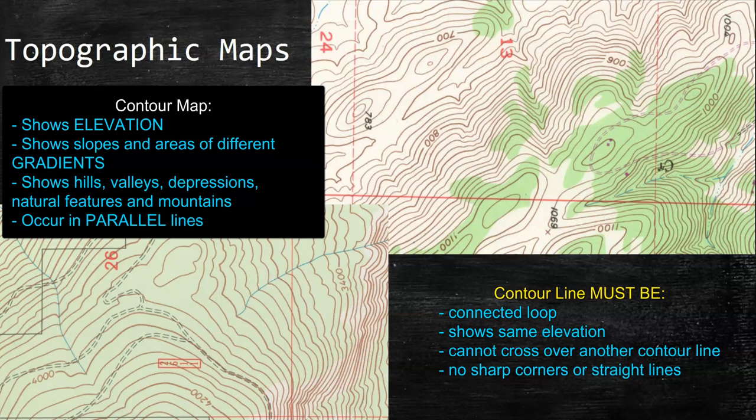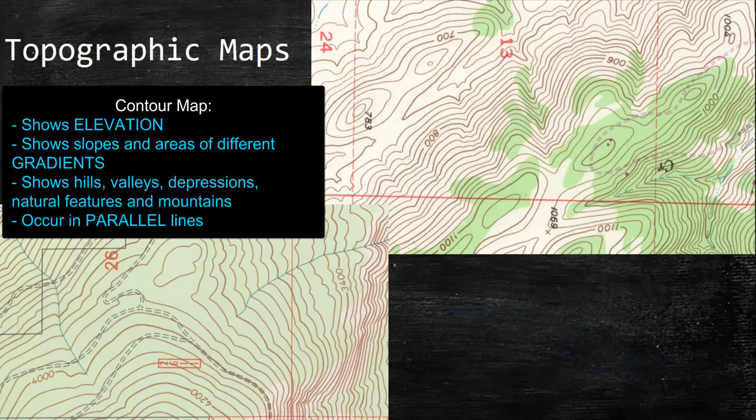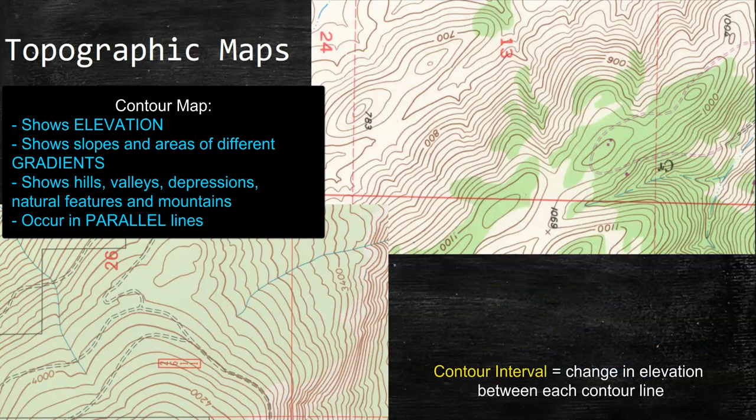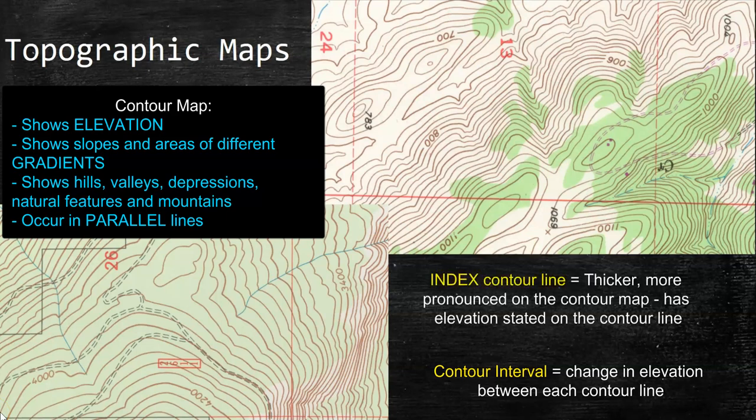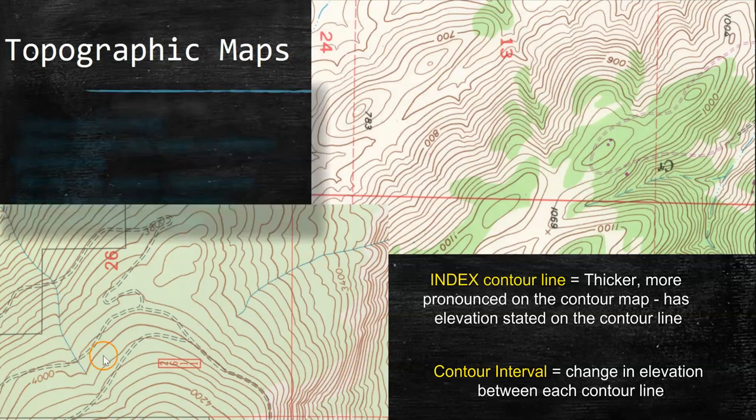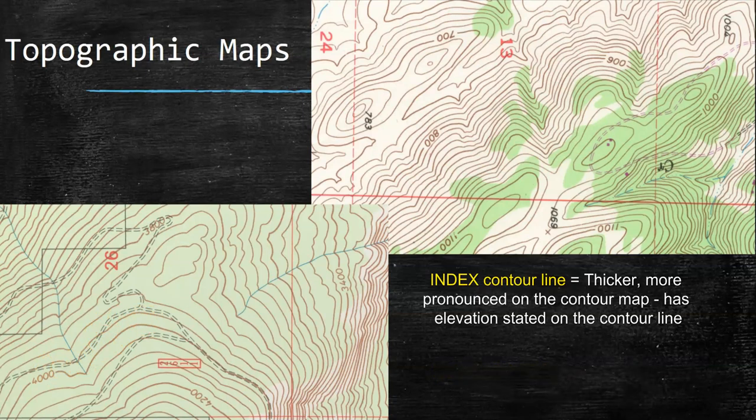So the first thing we can do is look at the contour interval. The contour interval is based on how the elevation changes between each contour line. And not every line would have an elevation. So the ones that have elevation listed are the thicker ones, and these are called the index contour lines. So for example, this one right here, the 4000, that's an index contour line. It's a bit thicker, more pronounced than the rest, and you can see it. With the index contour line, every 5th contour line on a map is an index line.